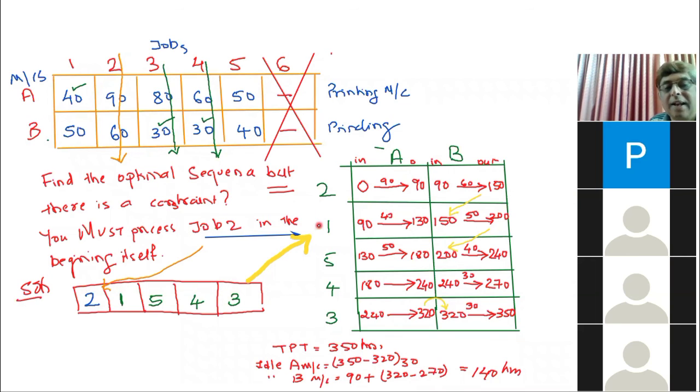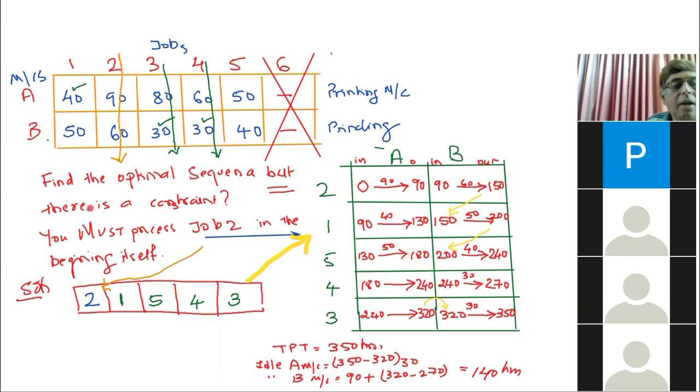And this is the solution that I get. Yesterday, the problem where there was no constraint and I found out the solution, what was the answer? What was the total processing time? 350 only, sir. 350 only. And idle time? Idle time also same, sir. Idle time also same. That means there is no difference in the solution if I process job number 2 in the beginning. Now in the examination, if they give you a problem for 20 marks, they are likely to say compare both the solutions. Compare the solution when you find out the normal sequence, and compare the solution when there is a constraint.